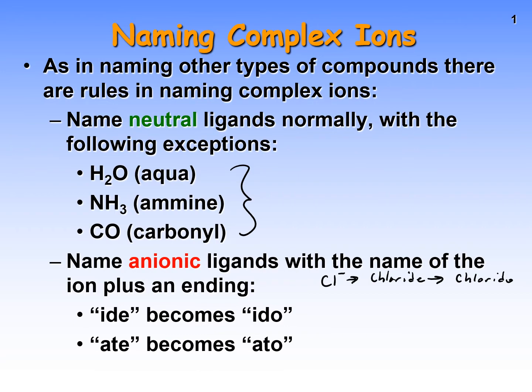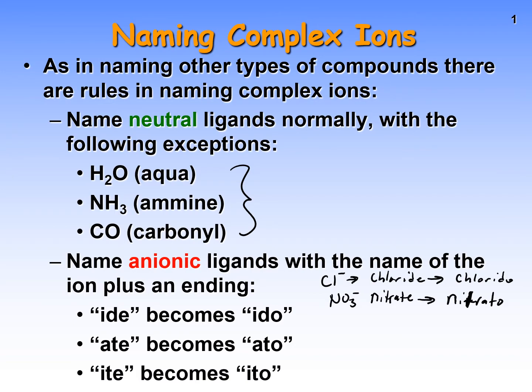If something ends in ATE, we change it to ATO. So for instance, NO3 minus is nitrate, right? And nitrate becomes nitrato, right? And if something ends in ITE, like for instance, NO2 minus, nitrite, we change that to nitrito, or ITO. So nitrito. So these are rules that you do need to memorize.